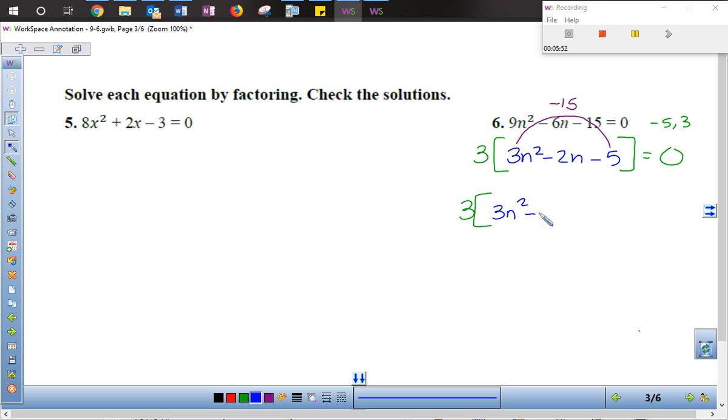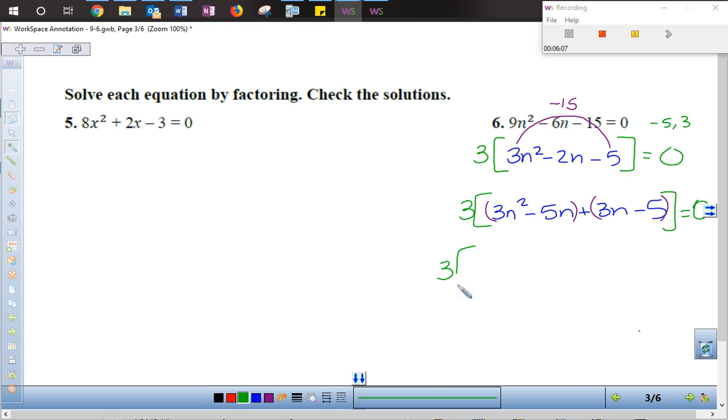3n squared minus 5n plus 3n minus 5. Close your bracket, set it equal to 0. Then you can group your binomials and take out the greatest common factor. So bring down my 3.